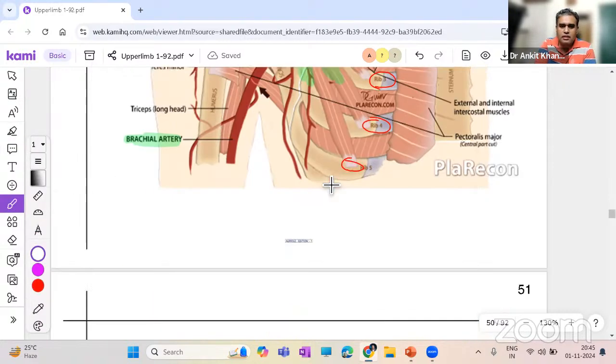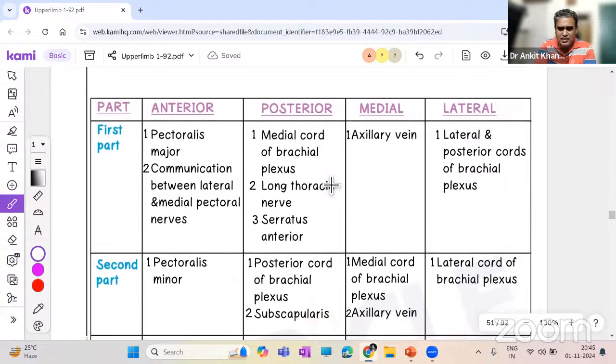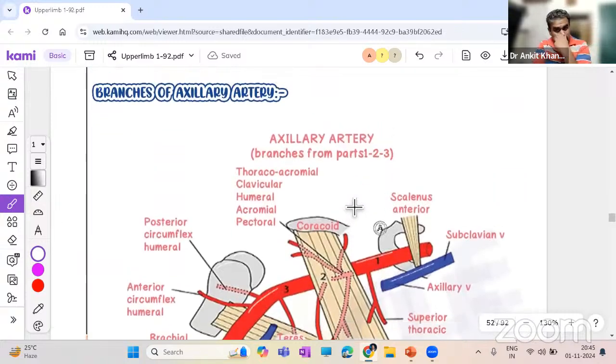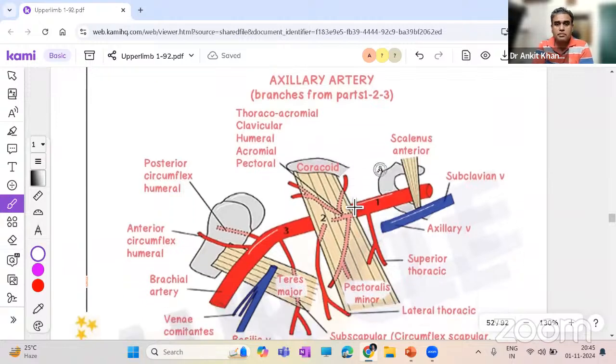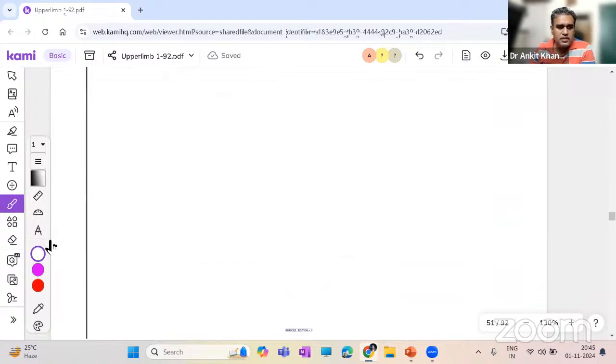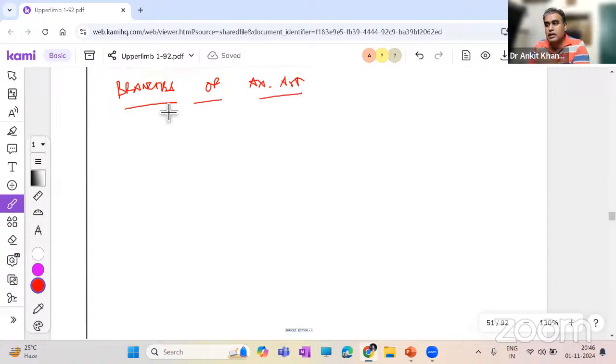Okay, now let us see the branches. Branches are not that difficult. The relations you can just read once, then you learn to write them. Not that difficult, but yes, read them once. Now, branches of the axillary artery. How to name the branches? Now another simpler diagram. Branches are very simple. Let me just try to draw over here. I'll tell you how to remember them, and things will become very easy.